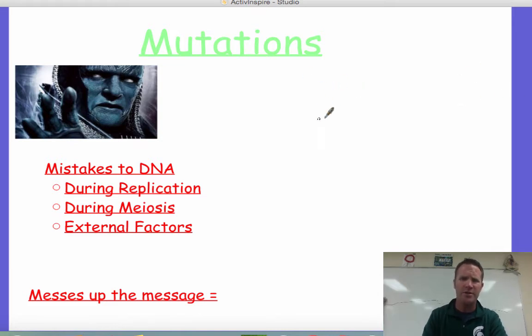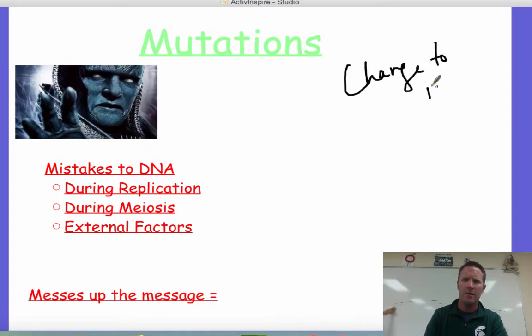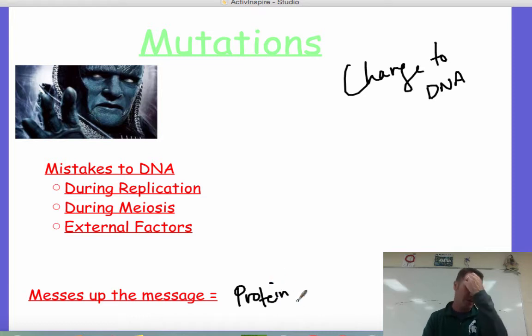Okay, so as far as replication and everything goes, we talked a little bit about mutations. Remember, mutations are just changes of DNA. They're just any change to your DNA that is going to affect you. It affects you because it messes up the message that your DNA makes, which means ultimately it changes the protein that is produced, and it is different. And so you're producing a different protein than you were before.